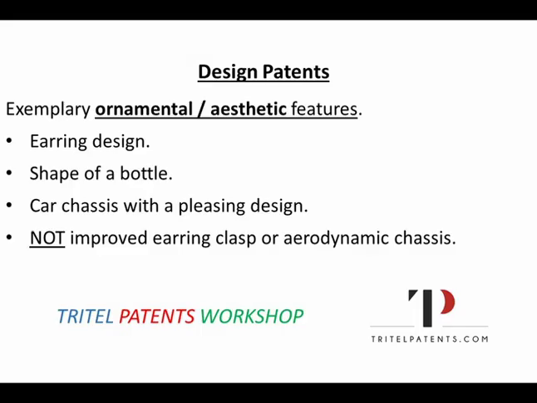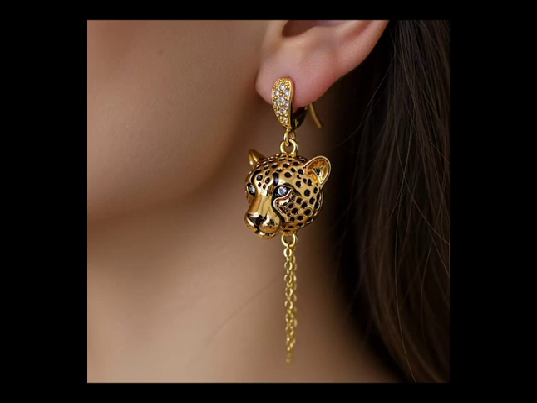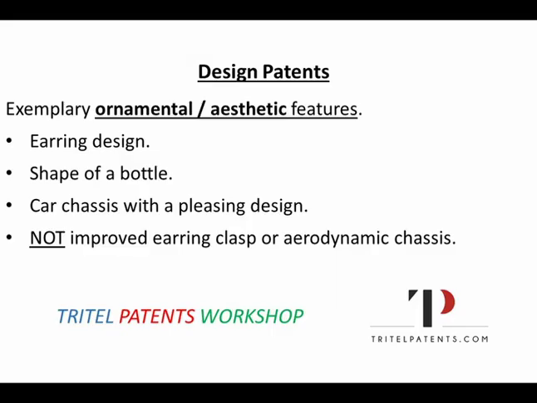What about aspects that can be covered by a design patent? This can be, for example, a new design for an earring. That's totally radical. A shape of a bottle, for example, the shape of the Coca-Cola bottle, classic example of that. A car chassis with a pleasing design, Corvette, for example.